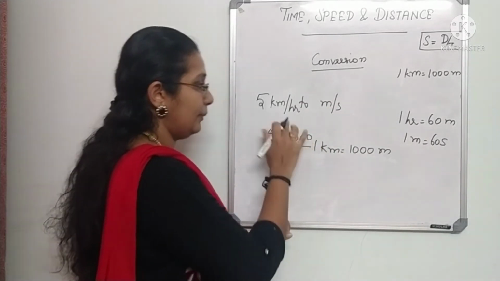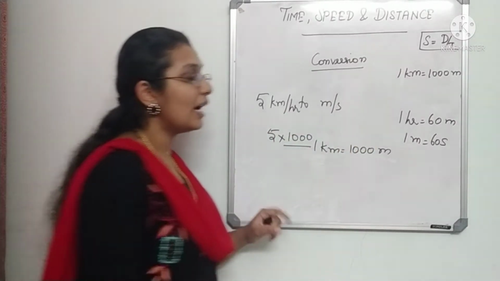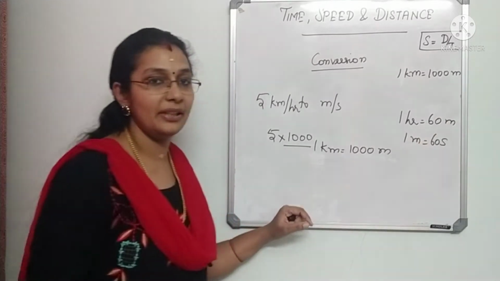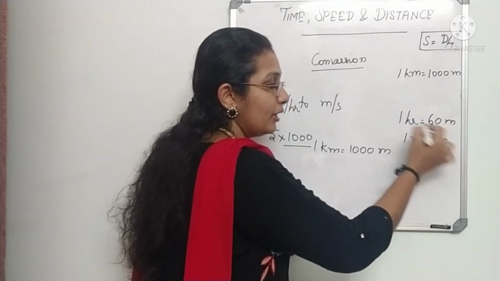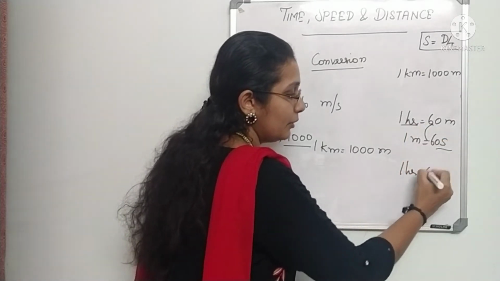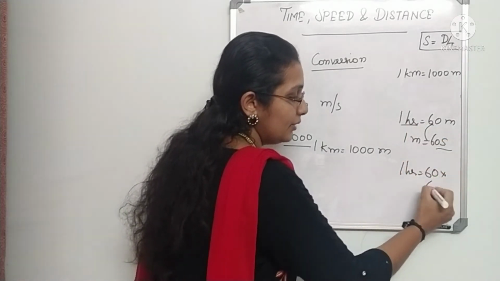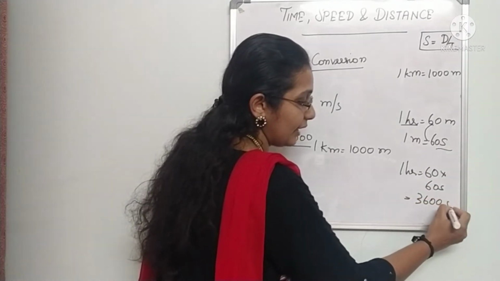Correct? Divided by, I'll have to convert hour to second, okay? So 1 hour is equal to how many minutes? 60 minutes. And 1 minute is equal to 60 seconds. So I will have to convert this hour to seconds. What I will do? 1 hour is equal to 60 into 60 seconds, which is equal to 3600 seconds.